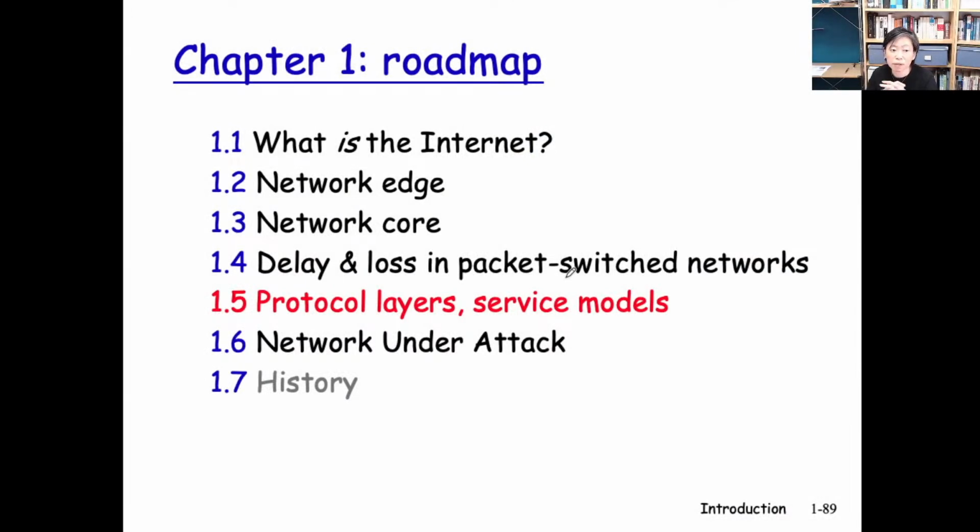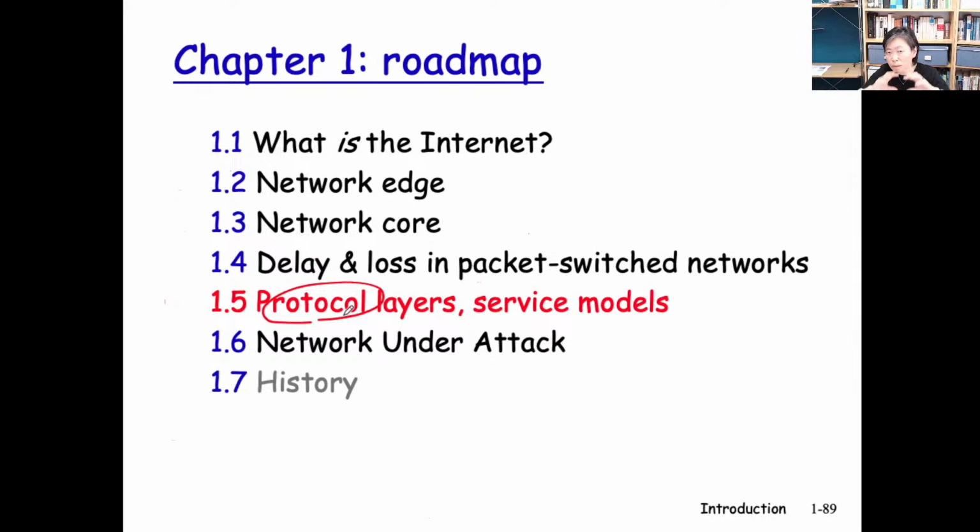1.5, protocol layers and service models. Well, this is a very special section. There's not much really technical here, and the purpose is essentially to explain more. You'll see later in chapters 2, 3, 4, 5, the chapter's title is called something layer, something layer, something layer. We kind of talk about all these internet protocols or internet mechanisms by grouping them into layers.